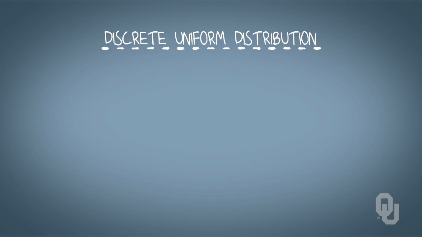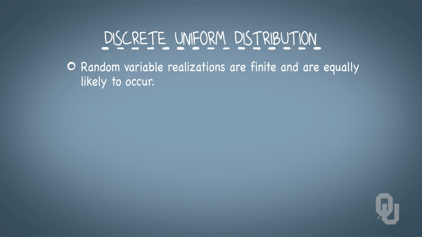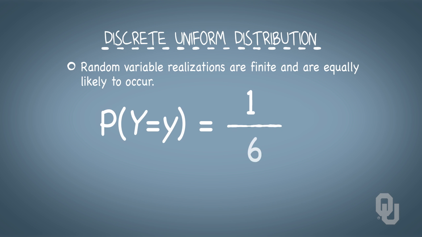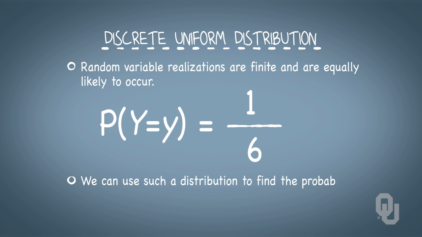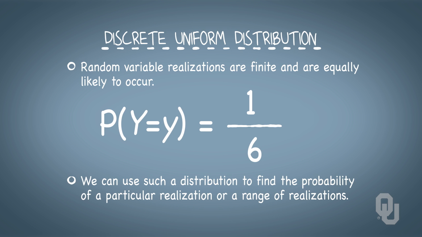The final distribution that we discussed in brief was the discrete uniform distribution, which describes a random variable whose realizations are finite and equally likely to occur. We can use such a distribution to find the probability of a particular realization or a range of realizations.